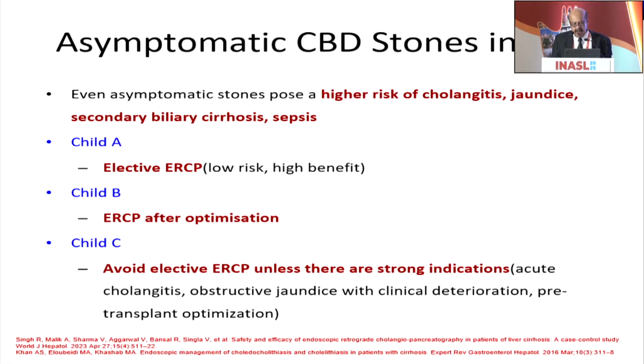So, in Child's A, elective ERCP can be planned. In Child's B, ERCP should be done after optimization. In Child C, avoid elective ERCP unless there is a strong indication of cholangitis. If it is a mild cholangitis, maybe a conservative treatment, because these are very poor even ERCP candidates.